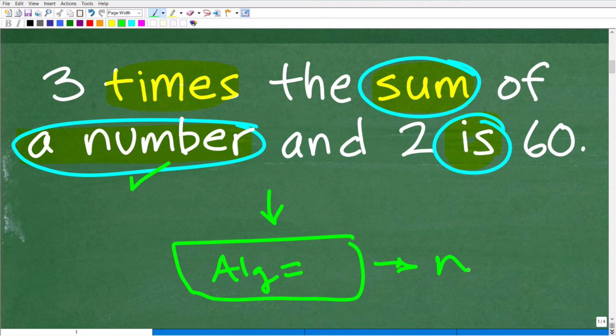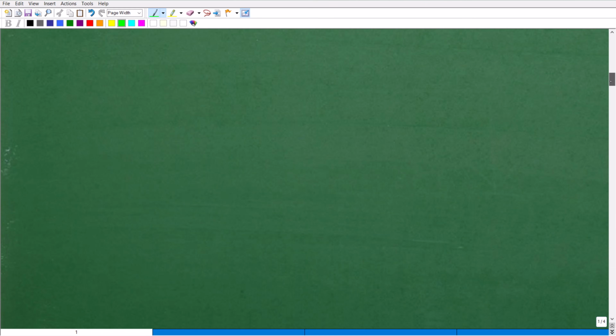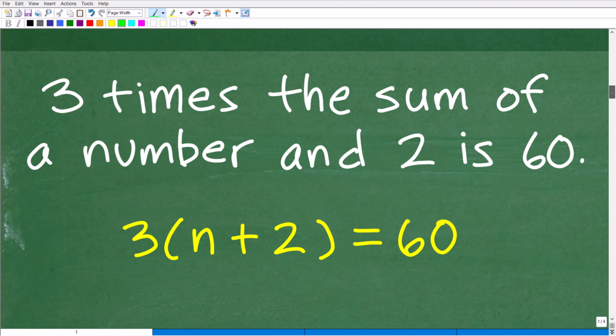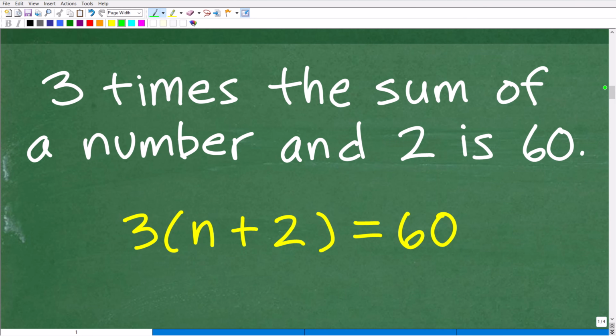Well, then maybe pause the video and see if you can finish the problem out, but let's go ahead and take the next step. And the next step is going to be actually to build an equation here, okay? All right, so 3 times the sum of a number. So here we know we're going to have to multiply 3 times something. What are we going to multiply? Well, the sum of a number and 2.